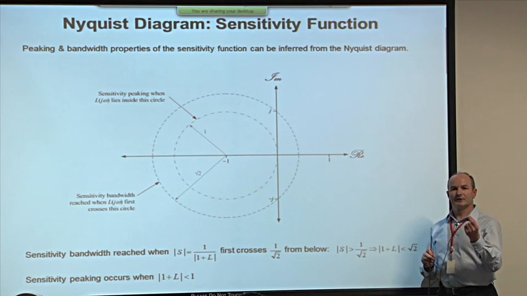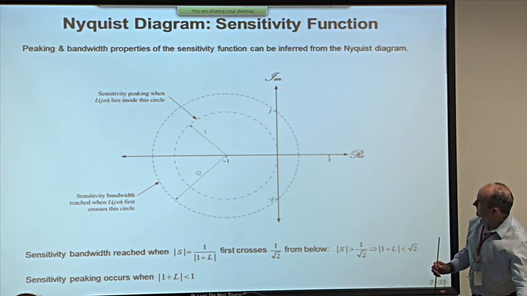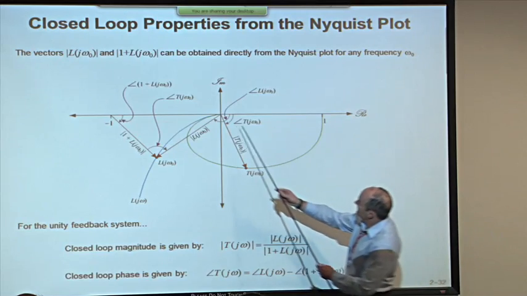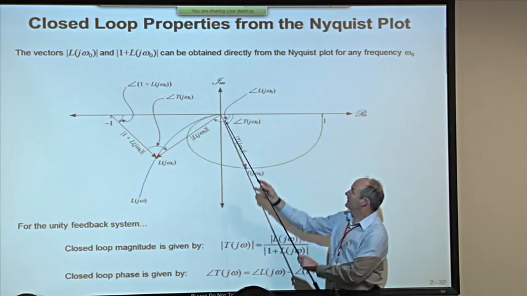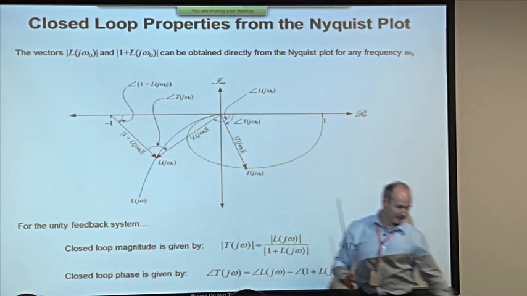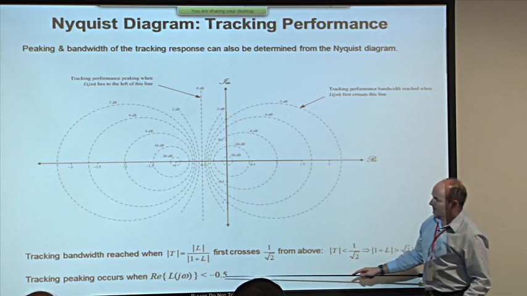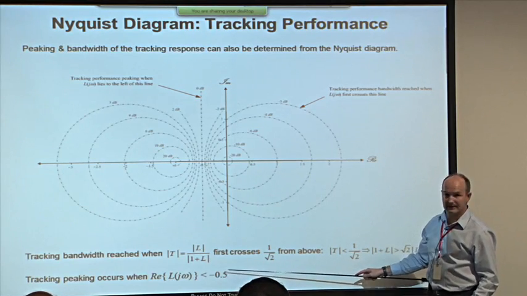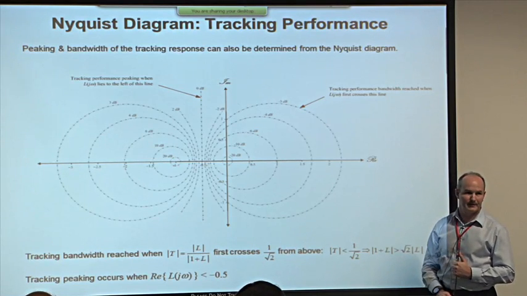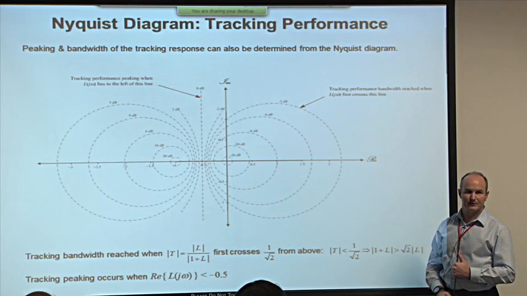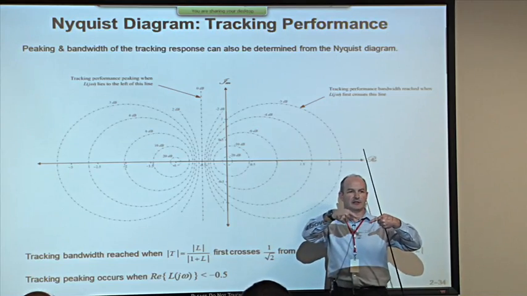Now we can also construct circles for the T function. They're a little bit more complicated. Remember before I show you them that it's this vector length divided by this vector length that tells you this vector length. So for T, the curves look like this. First of all, let me tell you about peaking, because that's the easier one to understand. Peaking occurs when L divided by 1 plus L is bigger than 1. So if that's the case, pick out the point when the two vector lengths are equal.